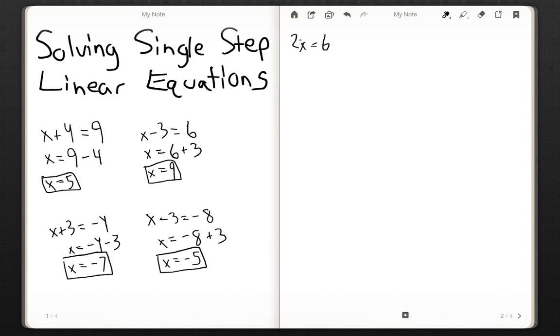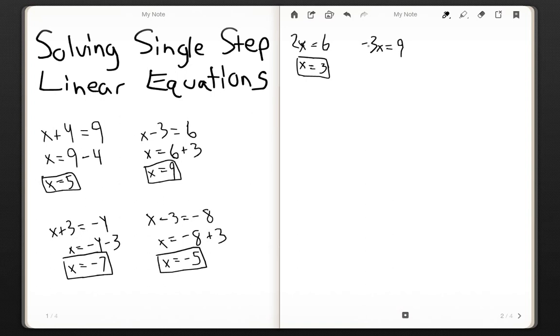multiplication and division. And that's when you have a coefficient of x, meaning a number in front of x, a number that x is being multiplied by. And we have to get rid of that. So to get rid of the 2 being multiplied by x, we divide the entire equation by 2. Divide both sides by 2. So, x equals 3.